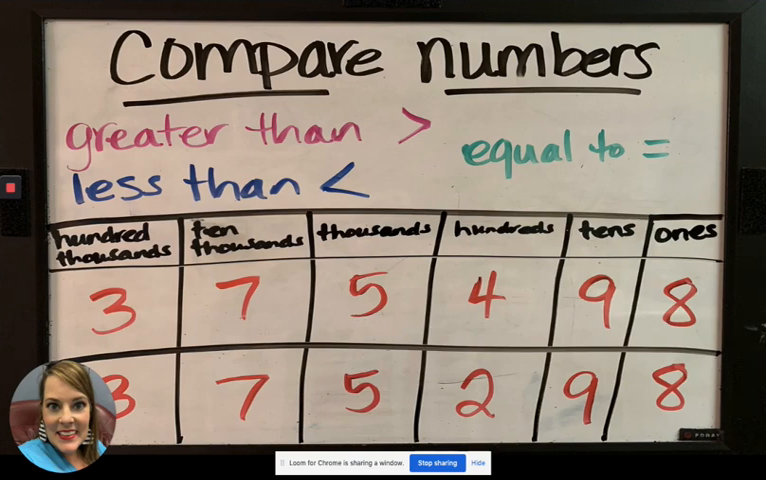But now I'm noticing when I look in the hundreds place, there is a 4 in the top number and a 2 in the bottom number. I wonder what that means. What that means is the top number is greater than the bottom number. So if we're reading that in standard form, from left to right, we would read the top number as 375,498, and the bottom number is 375,298. So the top number is 200 more than the bottom number.